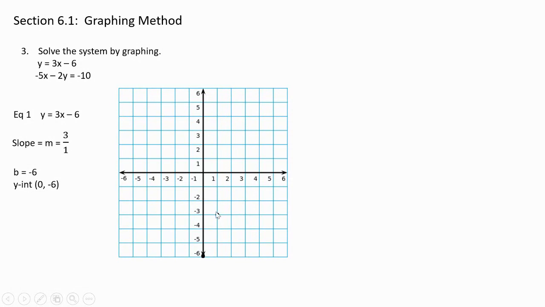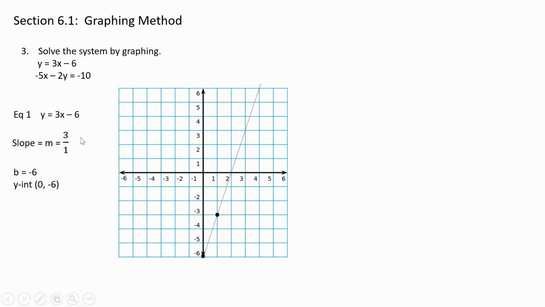There's the other point. You see, guys, if I continue up 3, right 1, up 3, right 1, eventually the line leads to all those points. But to graph a line, we only need 2 points. So 2 points is enough. Okay, that's how you solve by graphing.